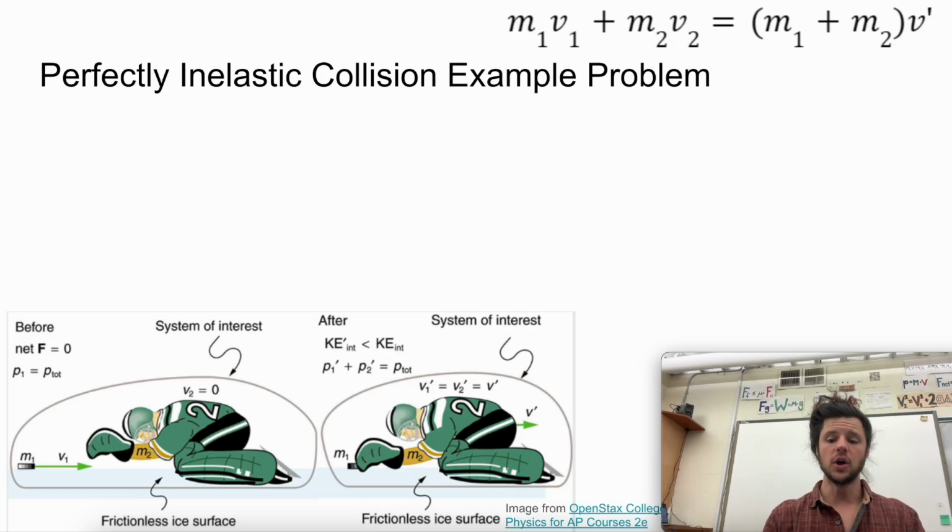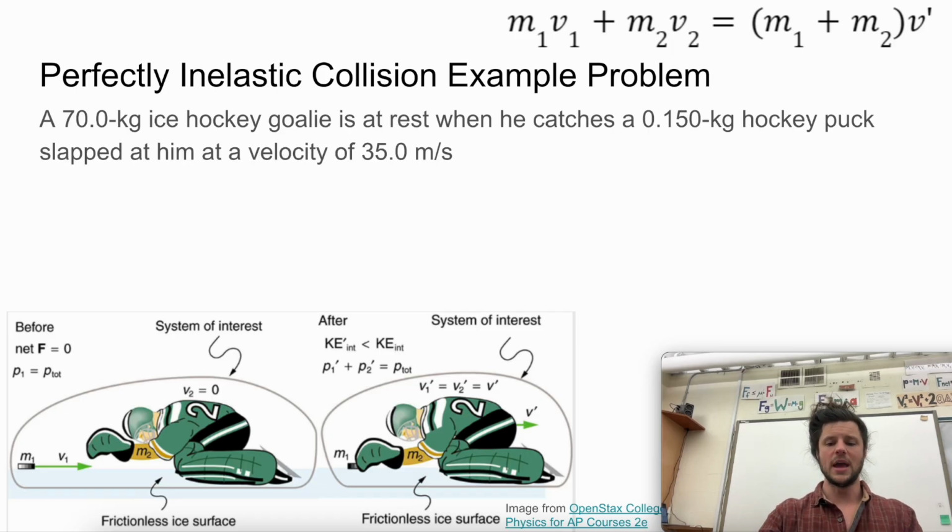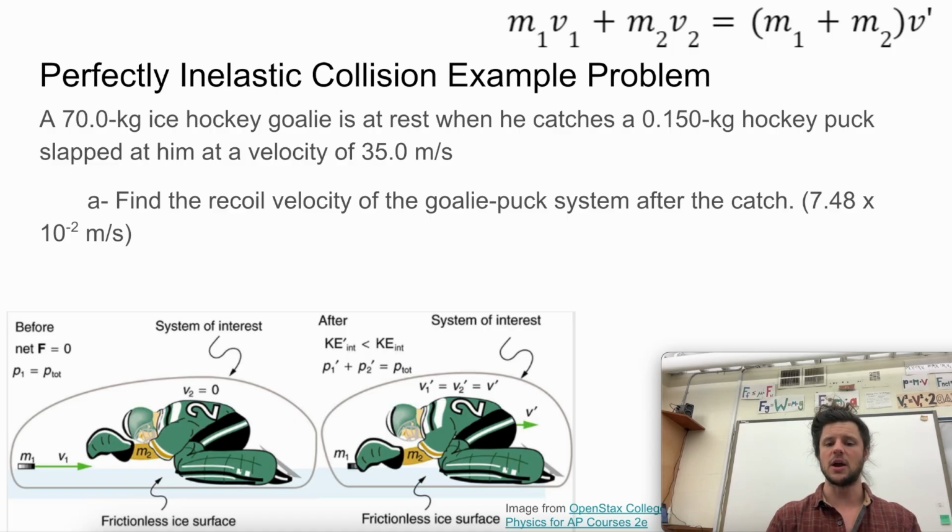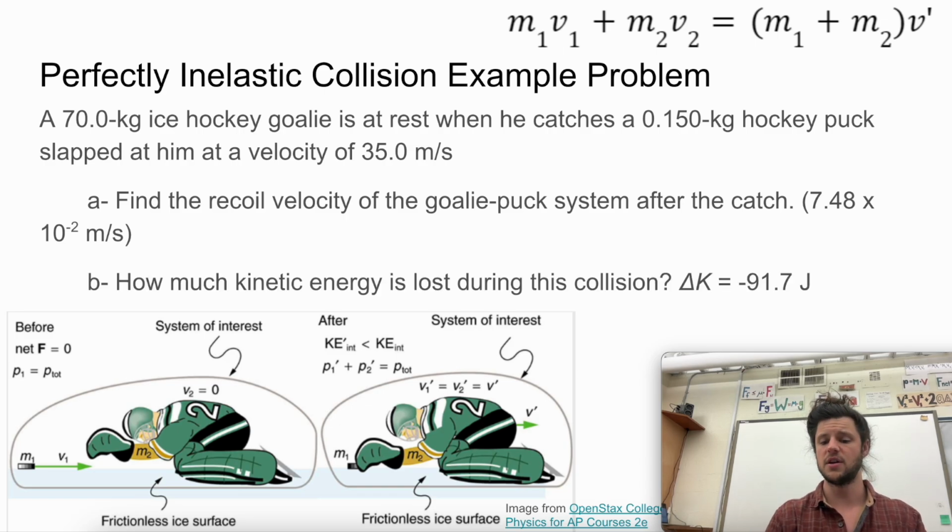And so let's take a look at an example. In this problem, we're going to have an ice hockey goalie who's at rest when he catches a hockey puck coming at him for a shot. If the puck is moving at a velocity of 35 meters per second while he's at rest, then we can find how quickly they're moving afterwards once the hockey puck collides with the goalie. And we can determine how much kinetic energy was lost during this collision.